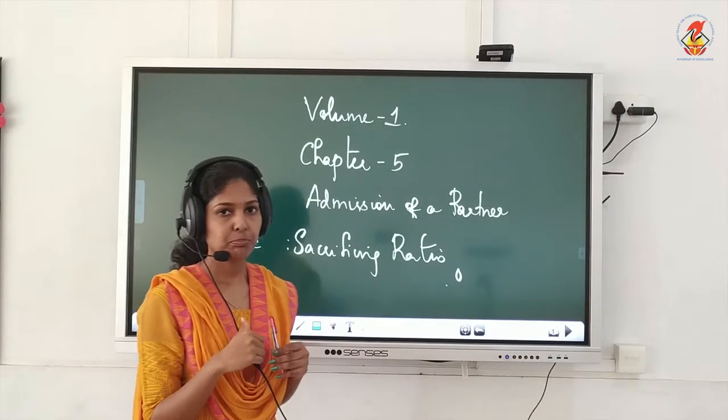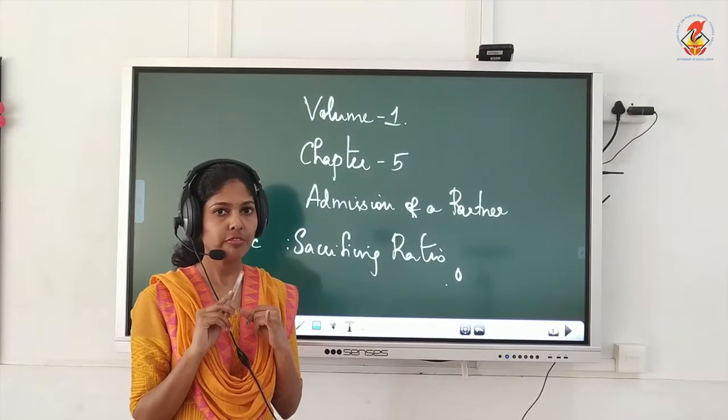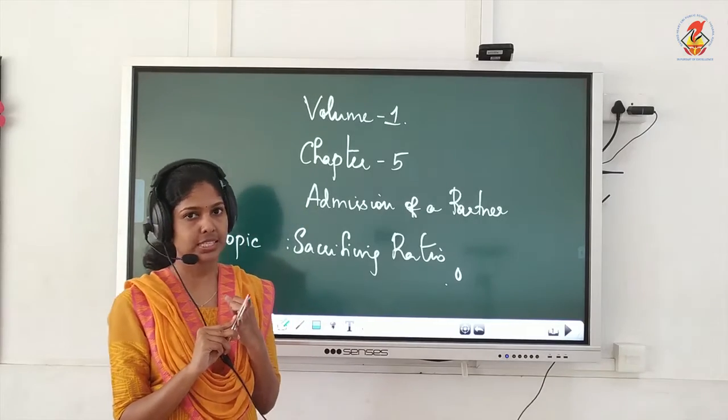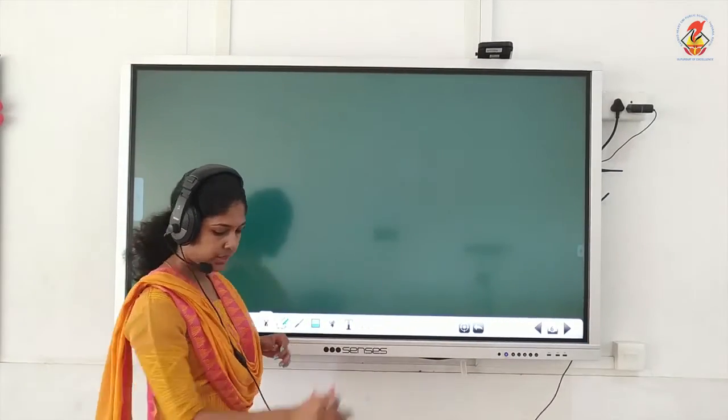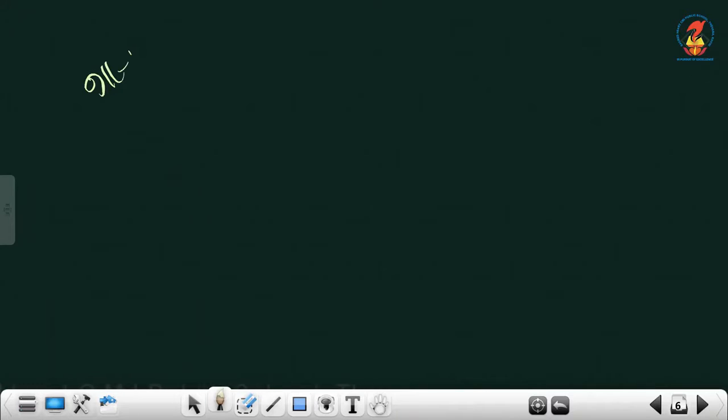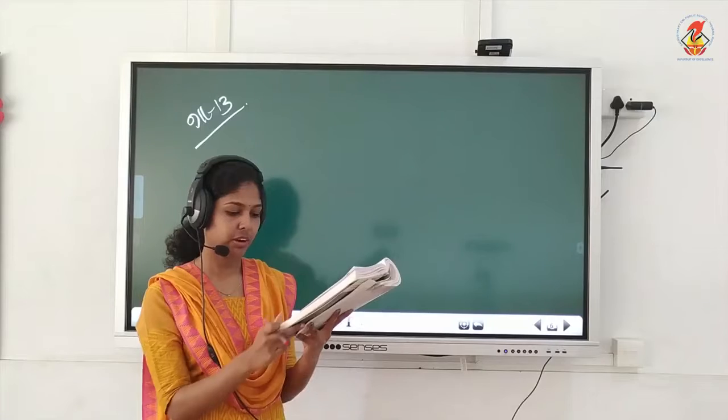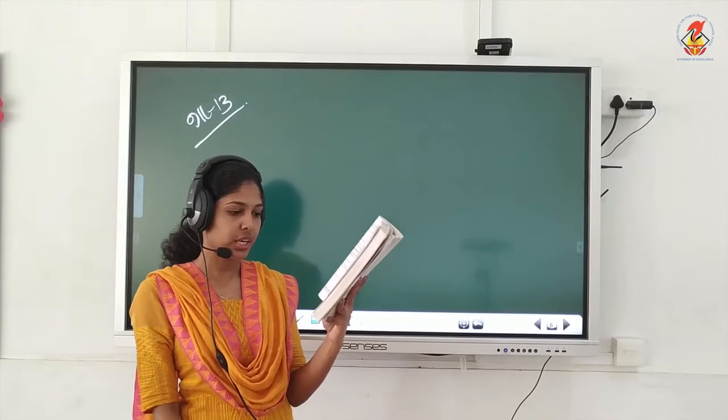We are continuing that portion, that is calculation of new ratio and sacrificing ratio. We'll work out illustration 13, which is almost similar to one question that we did before. A and B are partners. Their ratio is given 5:3. That is the old ratio.